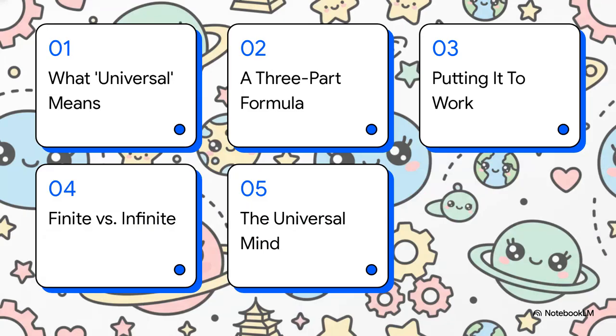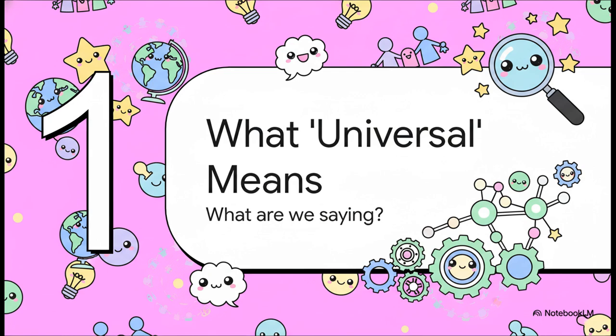So here's the plan. We'll start by looking at why universal can be so confusing. Then, I'm going to give you this awesome 3-part formula to clear things up. We'll try it out with an easy example. Then we'll get into the tricky stuff like finite versus infinite sets. And, you guessed it, we're going to wrap it all up by talking about artificial intelligence. Okay, let's dive right in.